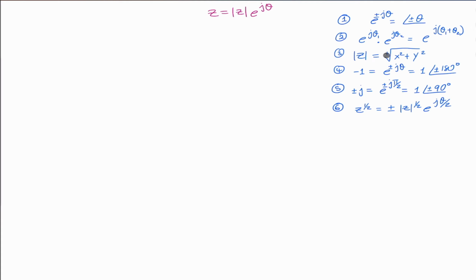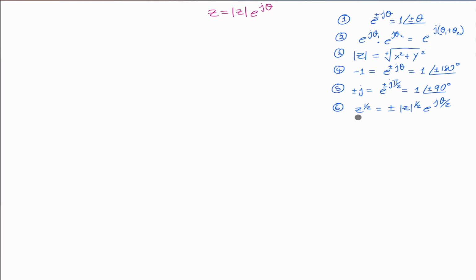For the magnitude of z, we take the positive square root of x squared plus y squared. Also, -1 is equal to e to the plus or minus j pi, which we can write in shorthand notation as 1 with an angle of plus or minus 180 degrees. Also, plus or minus j is equal to e to the plus or minus j pi divided by 2, which is 1 with an angle of plus or minus 90.